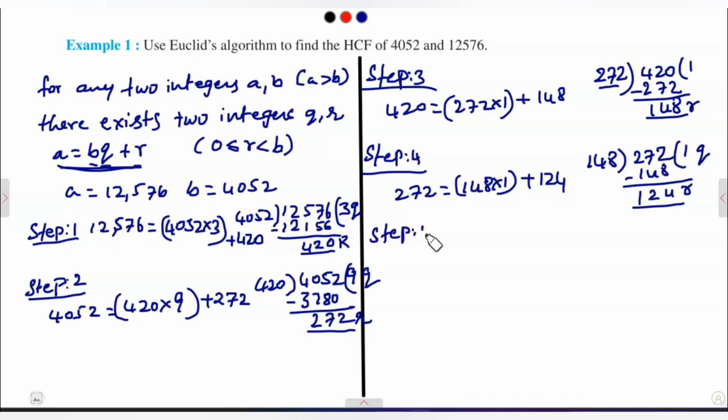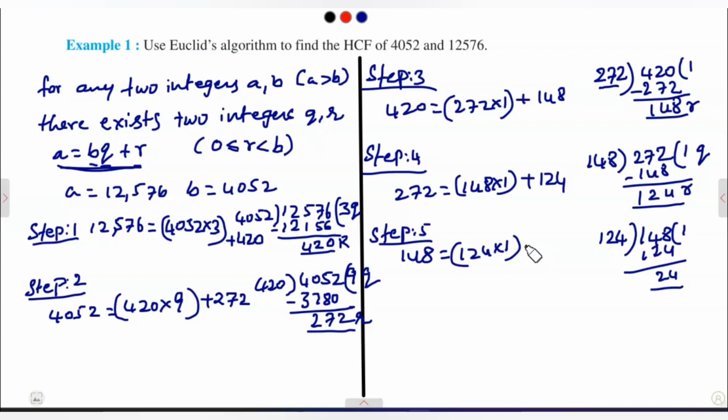Again, let's continue this process. Step 5. Let us take 124 as the divisor and the previous divisor 148 as our dividend. 124 ones are 124. Our remainder comes to 24. So still our remainder is not 0. According to the division lemma, you can write the relation as 148 is equal to 124 times 1 plus remainder 24.